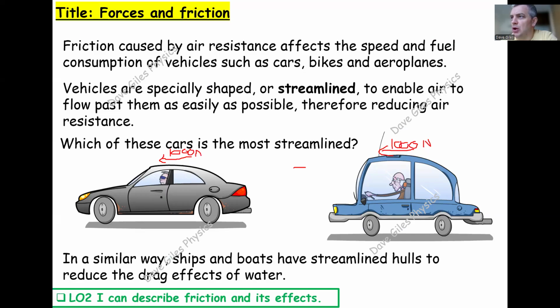In reality, these numbers are probably a lot bigger, but I'm just keeping them simple. Here, air hits it, hasn't really got anywhere to go, so it just hits the windscreen and slows it down. So let's say it's 400 newtons. Again, totally making these numbers up. The resultant force equals 600 newtons, 1,000 minus 400.